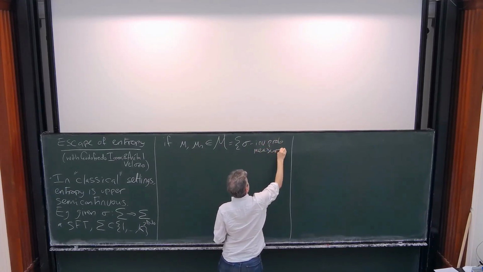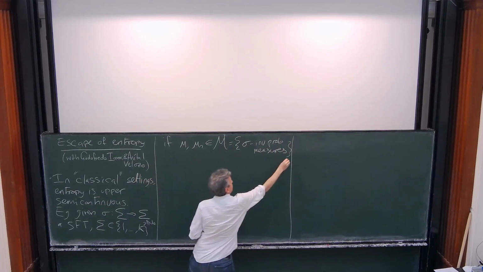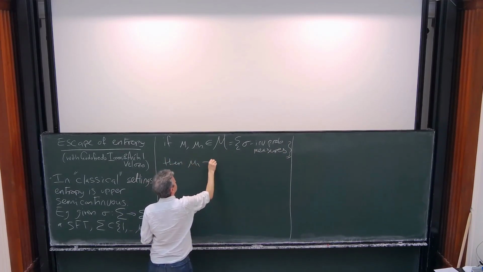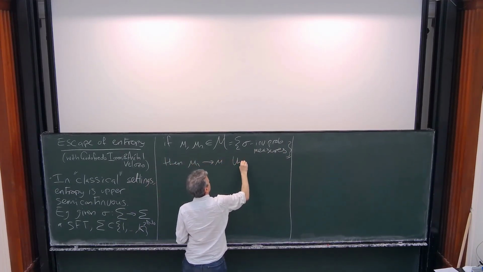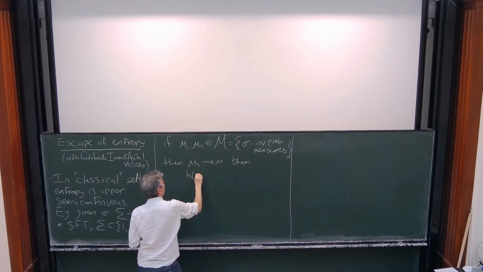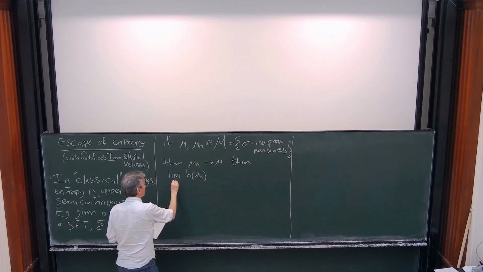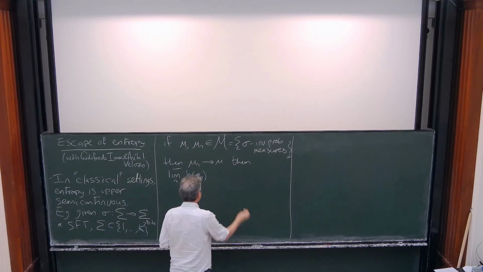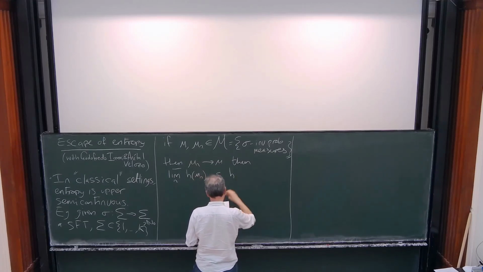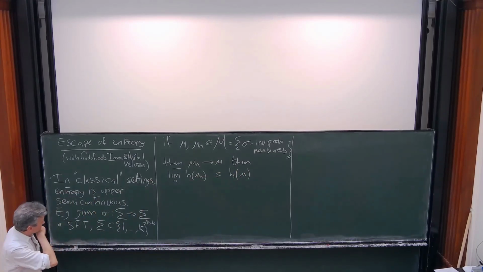I'm just setting up notation really. If I have mu n tending to mu, then if I look at the entropy of the mu n and take a limit, well the limit might not exist, so I take the limsup, and that's less than or equal to the entropy of the limit measure.